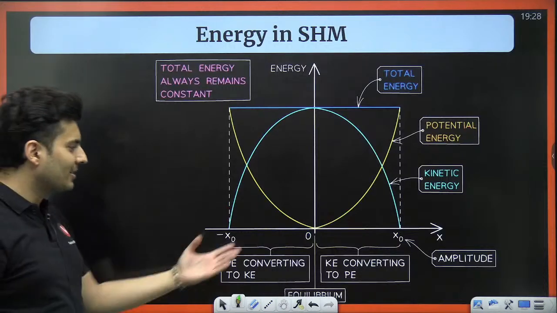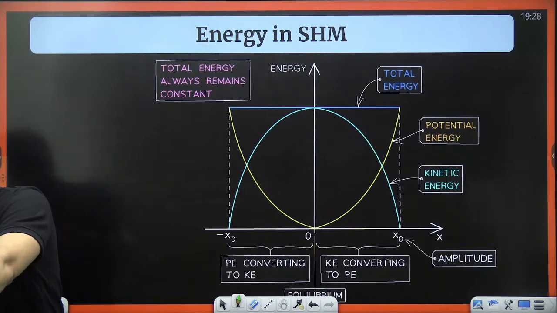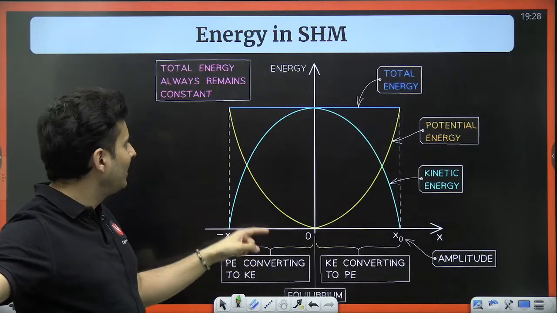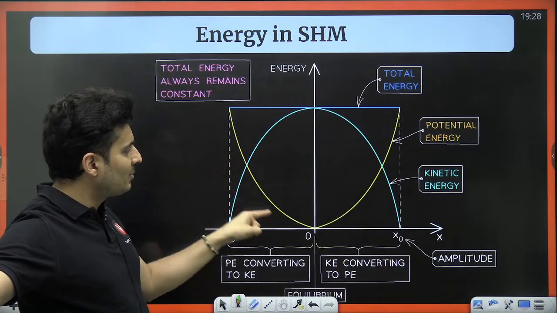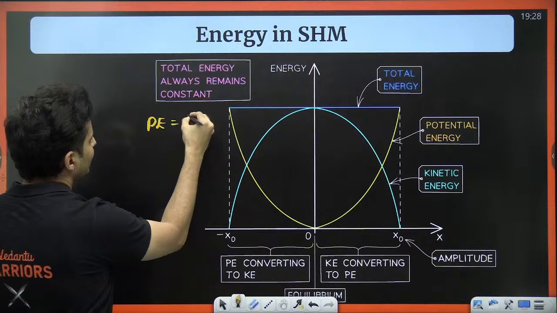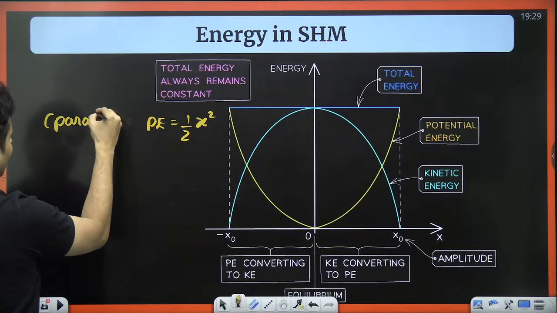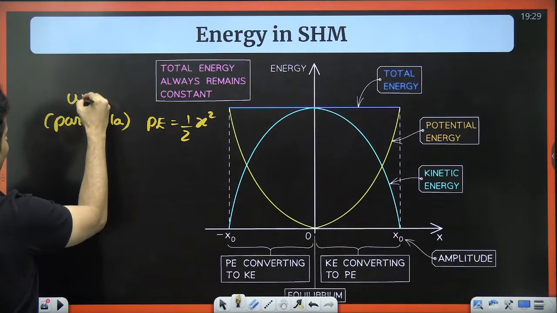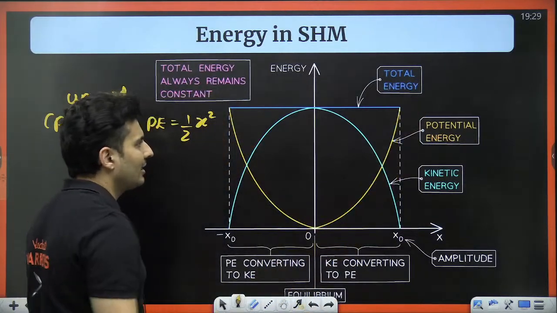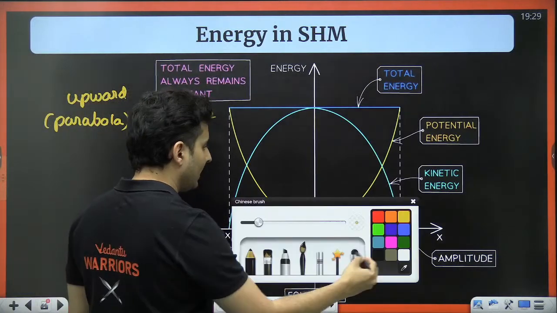In fact, there is a beautiful graph for this. You might have seen this many times even in work power energy. Observe this carefully. The yellow one is potential energy, which is half k x square. You can see it is an upward parabola. Yes, that is potential energy. Half k x square, a quadratic equation.